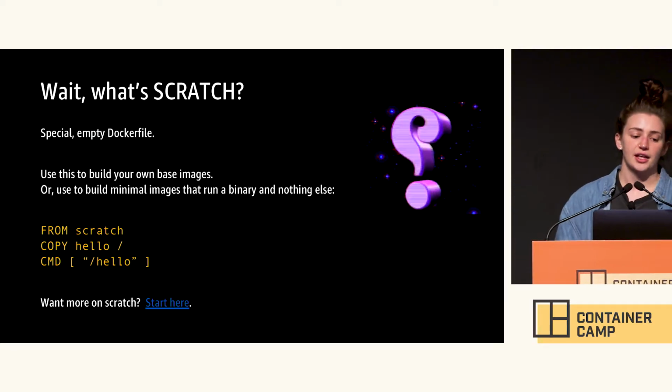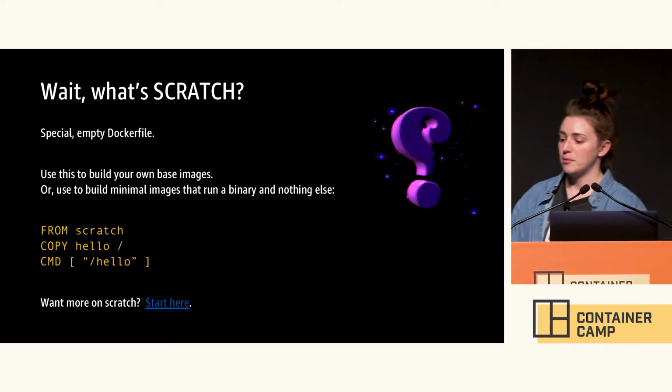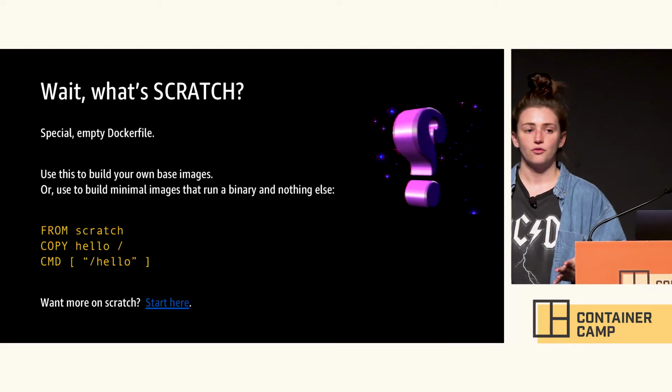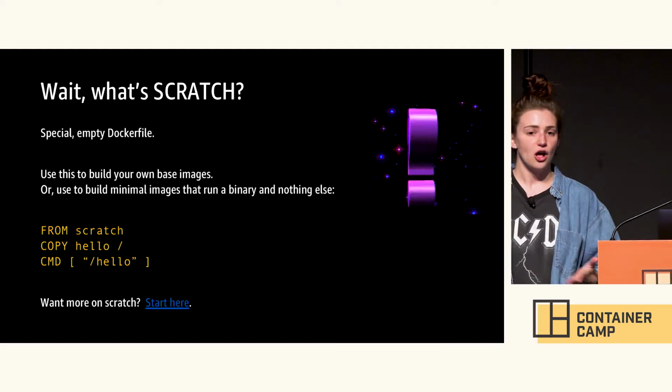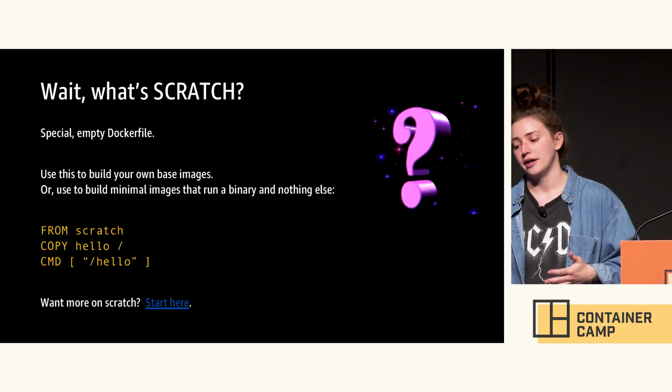So here's an example of that, where I basically start my image from scratch, I copy something over, and then I just run it. It doesn't need to install anything. All it needs to do is run the binary.